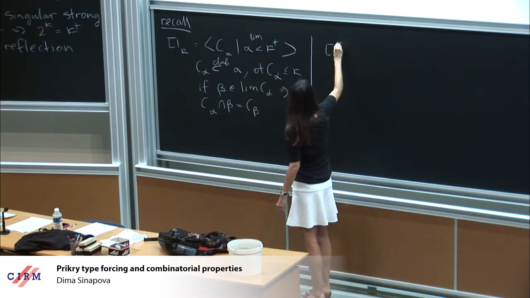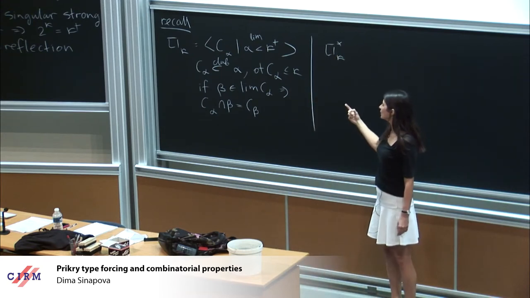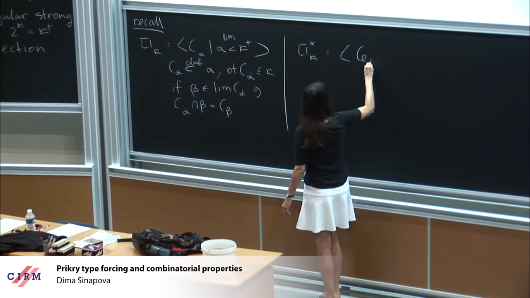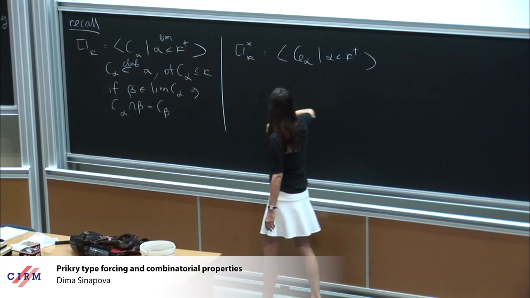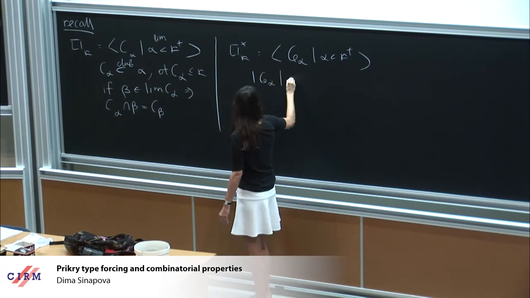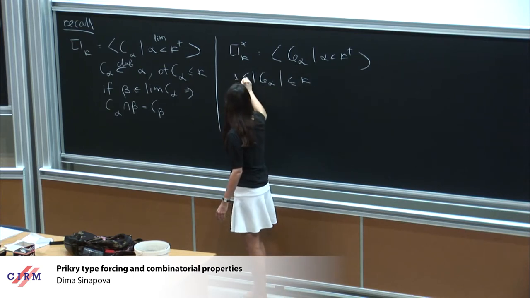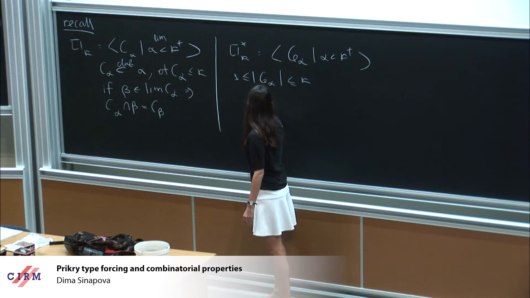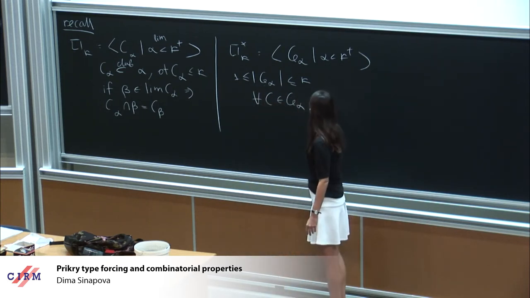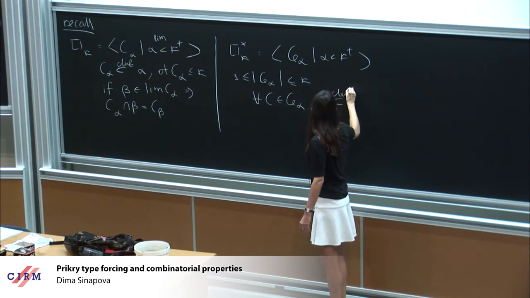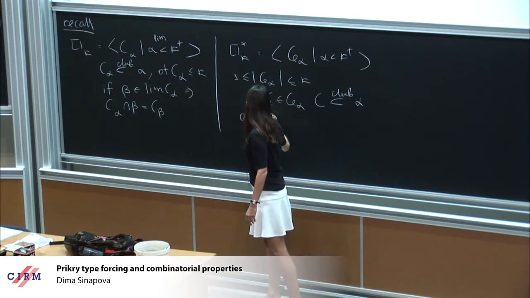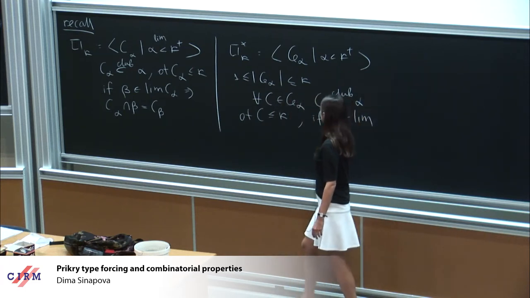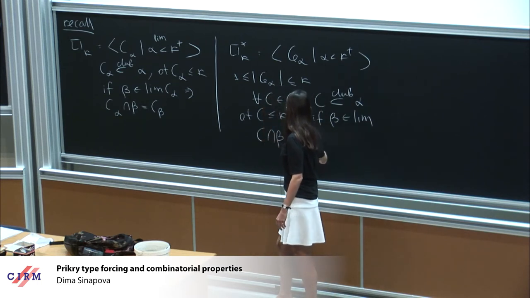And weak square is a weakening of this principle where we allow up to kappa many guesses for the club. So weak square is the existence of a sequence script C alpha, alpha less than kappa plus, where each script C alpha has size up to kappa, and for every C in script C alpha, C is a club in alpha of order type less than or equal to kappa, and if beta is a limit point of C, then C intersection beta is an element of script C beta.